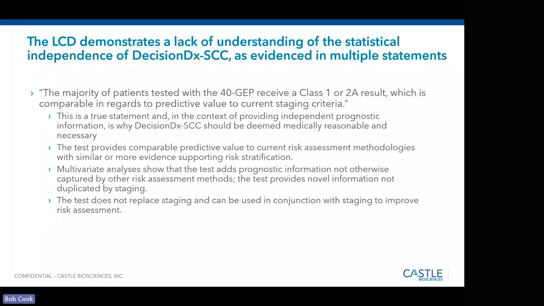Class 1 in particular identifies a very low risk of metastasis in an intent to treat population characterized as having at least one high risk feature. And that's the mark of an elevated baseline of risk of metastasis. So overall, the test doesn't replace staging, as Dr. Goldberg mentioned, but can be used in conjunction to improve risk prediction.